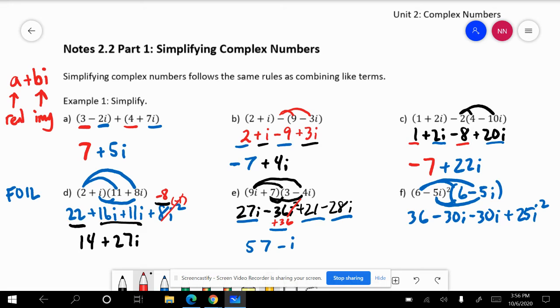We're going to be adding the like terms again. Remember, i squared is negative 1, so this is really negative 25. 36 plus negative 25 gives us 11. Negative 30i minus 30i gives us negative 60i. Let's look at a few more.